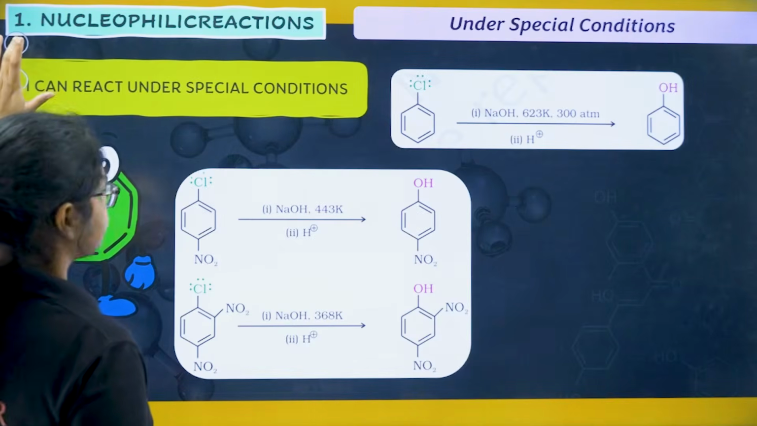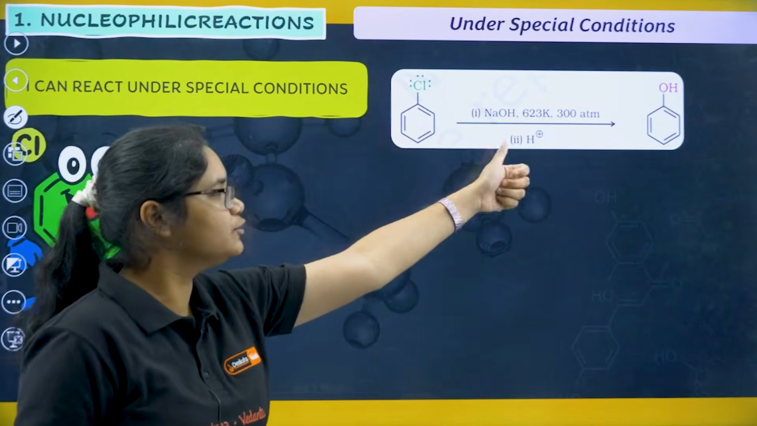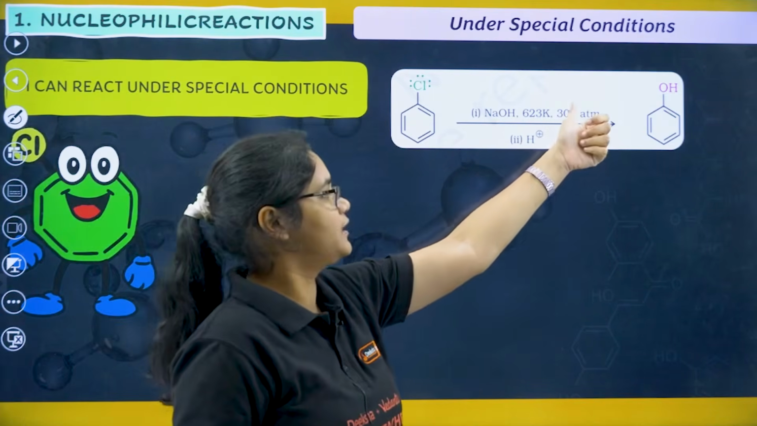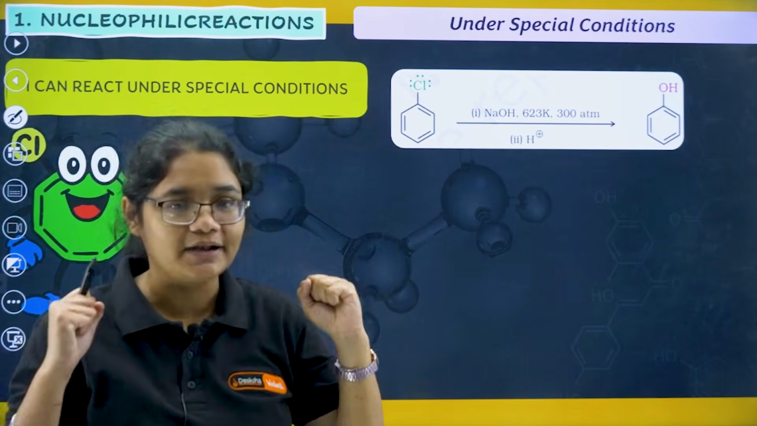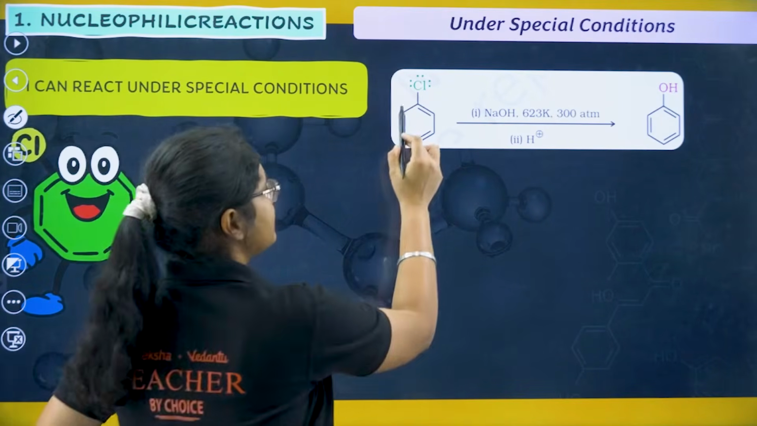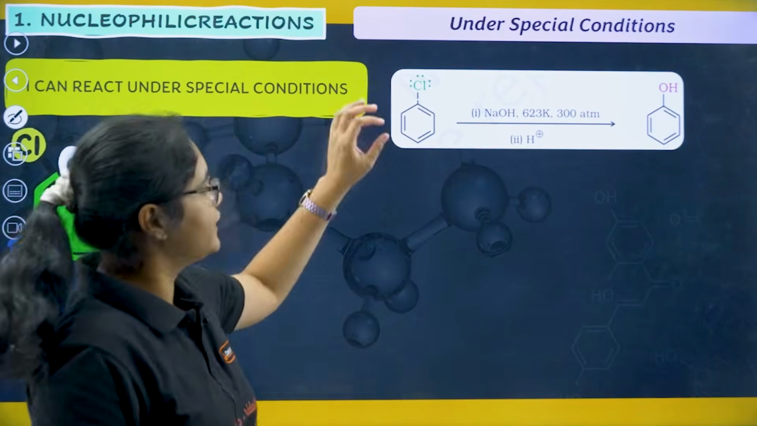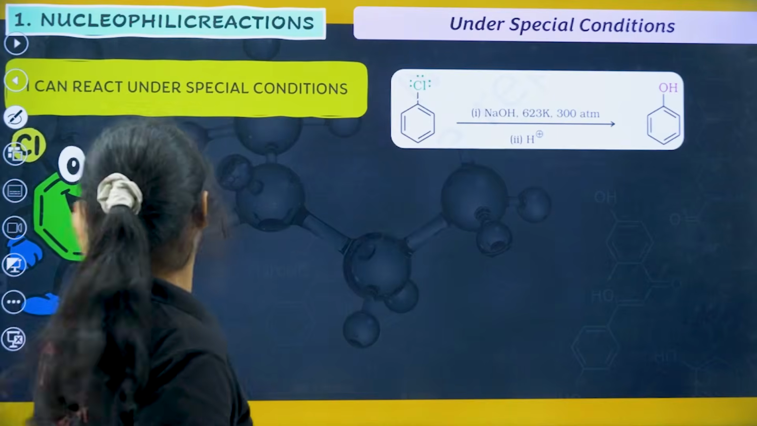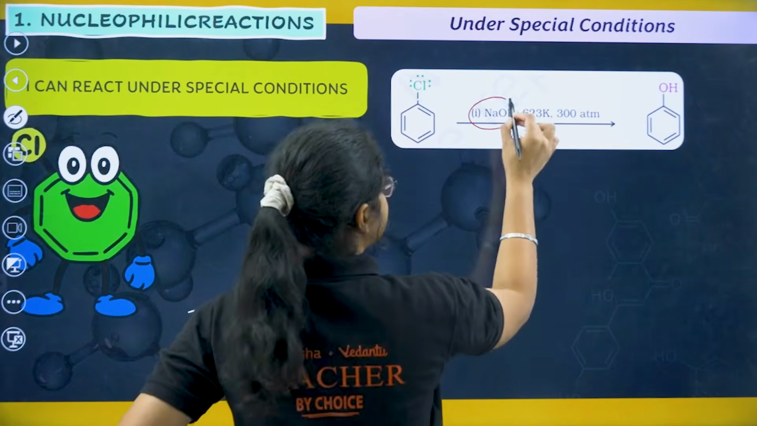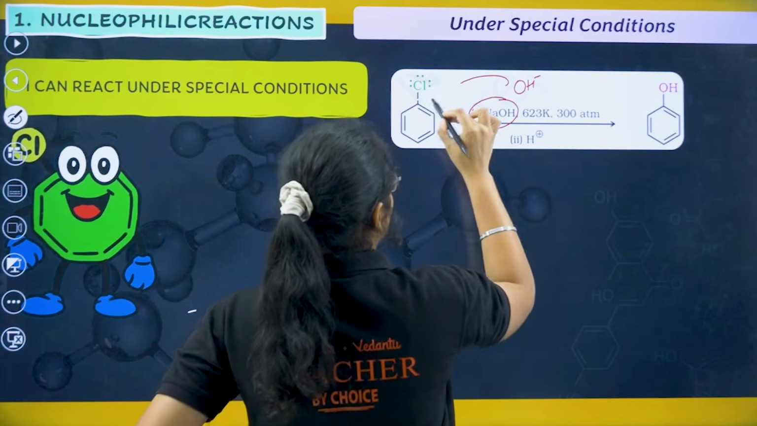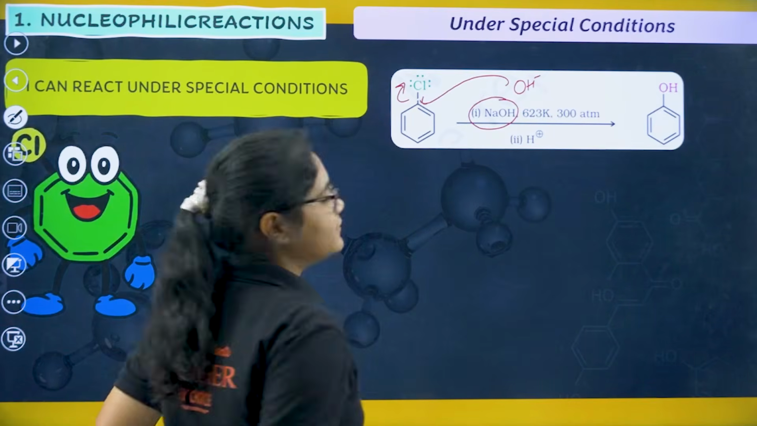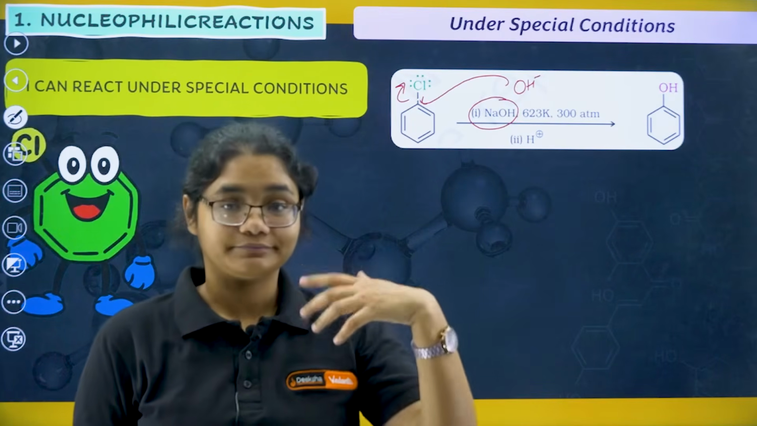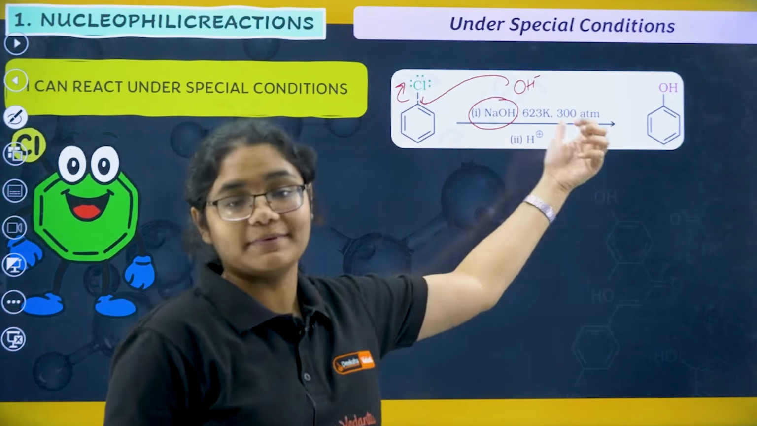Okay, so the first condition is you can use very high temperature and high pressure. 623 K and 300 atm. At this much high pressure and temperature, what will happen? This bond can break. Okay, so in that high pressure and temperature you can easily give NaOH. If you remember, what nucleophile will this generate? This will generate OH minus, and this will attack and this will go, and we will get this one. Okay, so first condition that we can do is what? To work at high temperature and pressure.